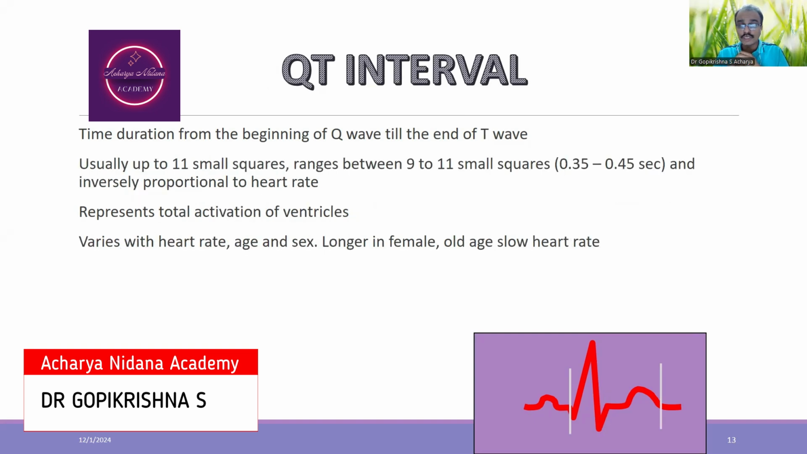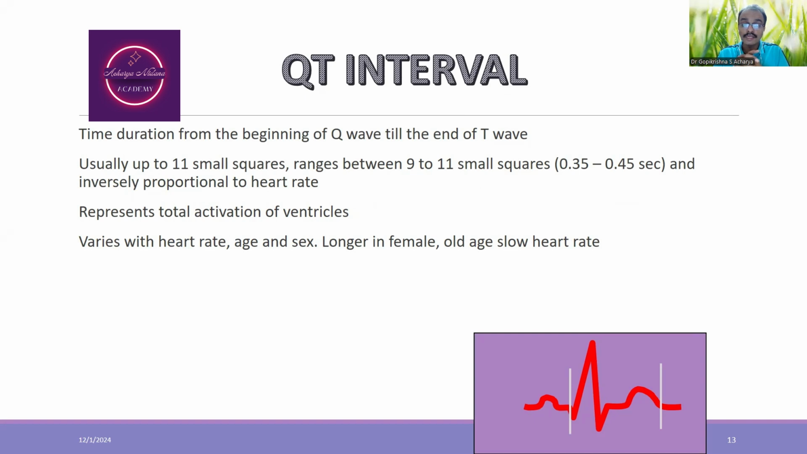When you think about the QT interval, it is nothing but the time duration in the x-axis from the beginning of the Q wave till the end of the T wave. The normal QT interval will be up to 11 small squares, which may range from 9 to 11 small squares. That means 0.36 to 0.44 second.